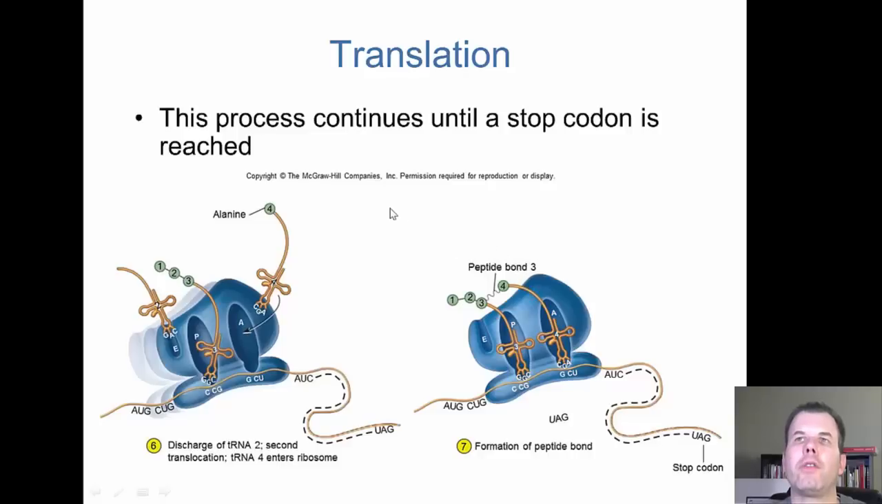Okay, so translation continues until you reach a stop codon. Now there are actually three codons that don't have a tRNA. And so here is the stop codon, this UAG. That stop codon will say there's no tRNA and will cause the whole process to fall apart. And so we'll see how this goes here in just a minute. We'll talk about termination, and this is how you stop translation.